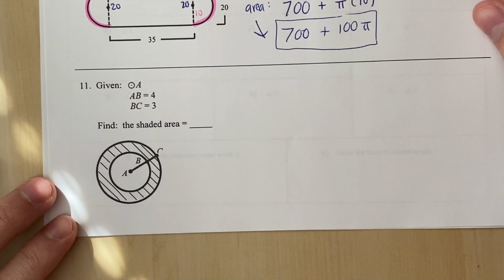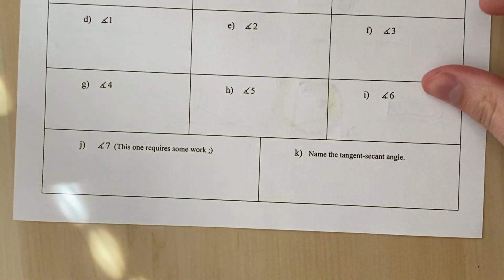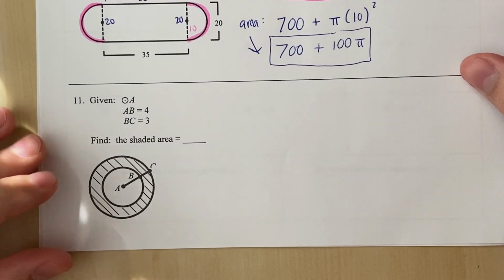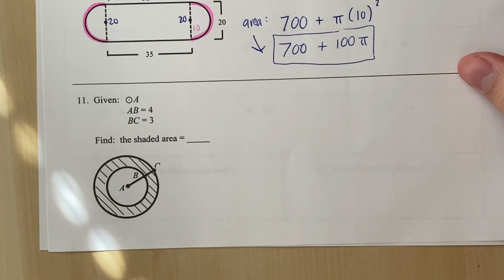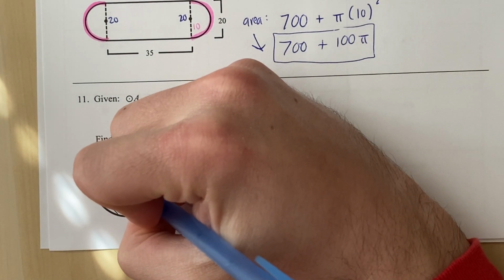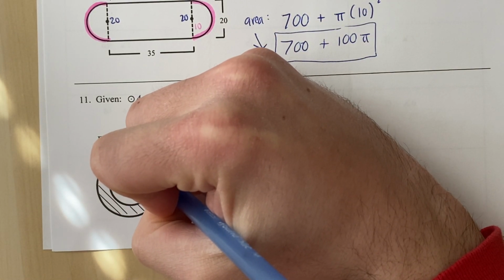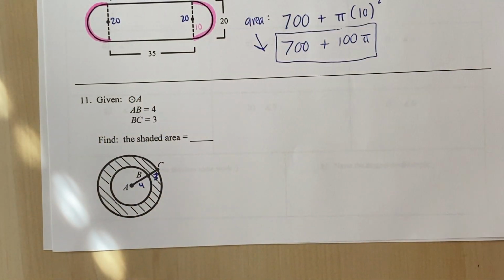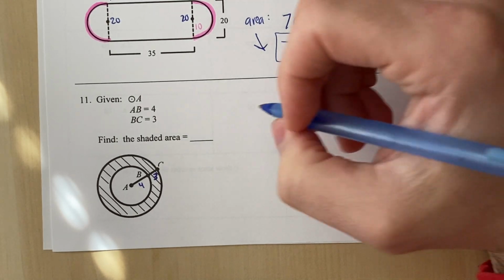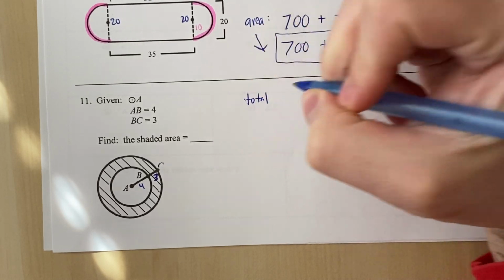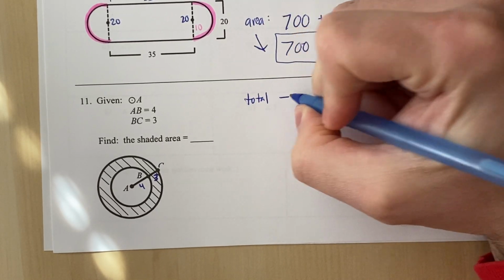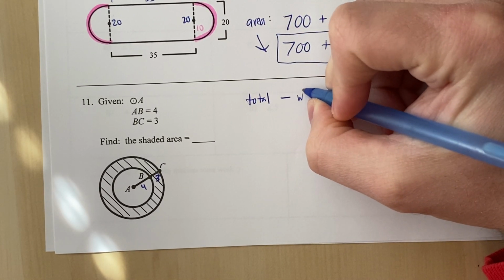Finally, the last problem over here, number 11. I think that's the last. Yep, it's the last. So for the last problem here, here's what you've got to think about. AB is 4. BC is 3. What you need to do here to find the shaded area is the same thing we've always done. We take the total picture and we subtract what we don't want.